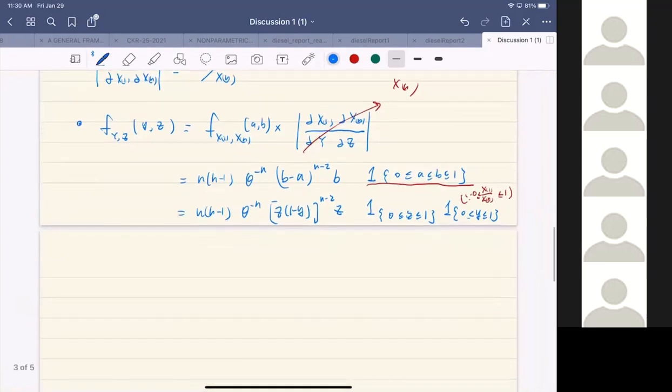So now we can separate the y and z like this. z to the power n minus 1 times the indicator function, z greater than 0, smaller than 1. And another one is z y to the power n minus 2 times the indicator function.